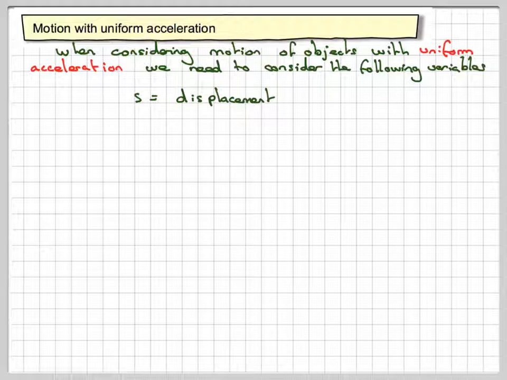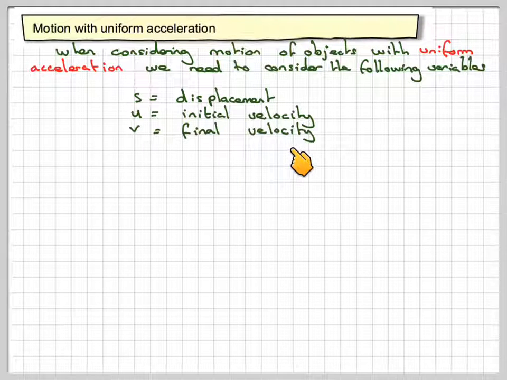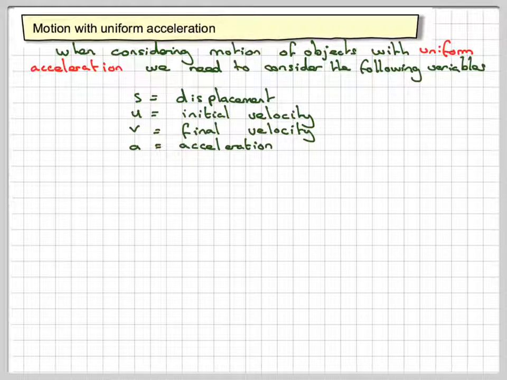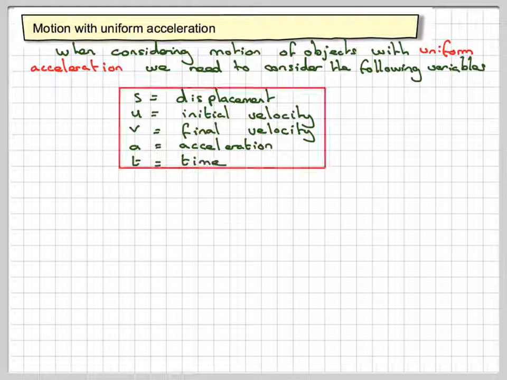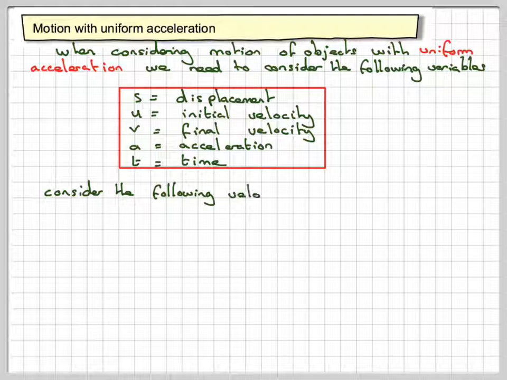S is displacement. Displacement is distance from a certain point. U is the initial velocity, V is the final velocity, and A is the acceleration, which is constant, and T is time. So consider the following velocity time graph.